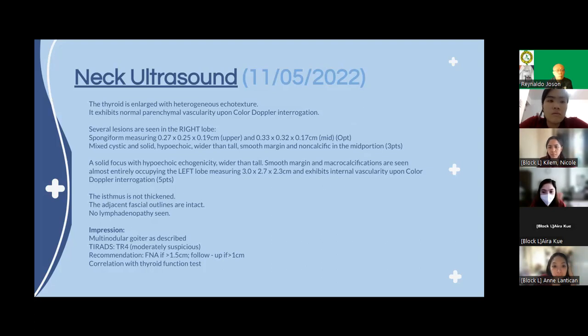So the impression for this was multinodular goiter with a thyroid score of TI-RADS 4, which is moderately suspicious for malignancy. And the recommendation is to perform a fine needle aspiration biopsy since the size of the nodule is greater than 1.5 centimeters, and then correlate with the thyroid function test results. As mentioned, the patient was TR4 or TI-RADS 4 scoring. So this can predict the possibility of malignancy.